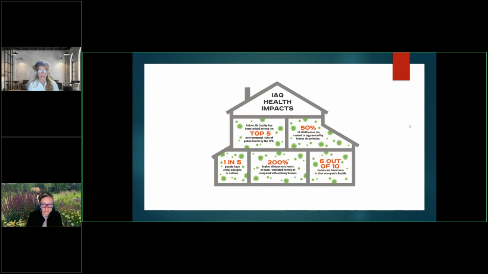Indoor air quality has been ranked among the top 5 environmental risks by the EPA. 50% of illnesses are caused or aggravated by indoor air pollution. 1 in 5 people have either allergies or asthma. 200% higher allergen levels in super insulated homes as compared with ordinary homes. And 6 out of 10 homes are hazardous to their occupants' health.